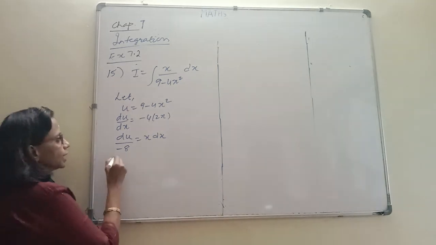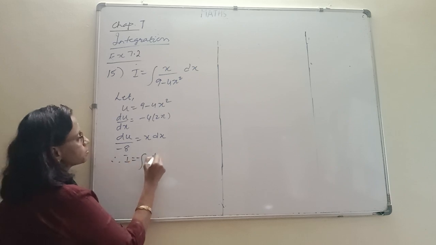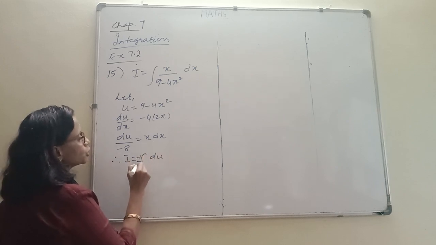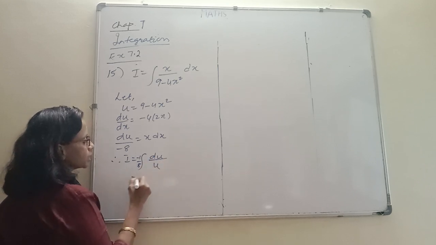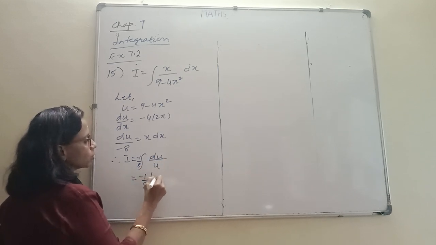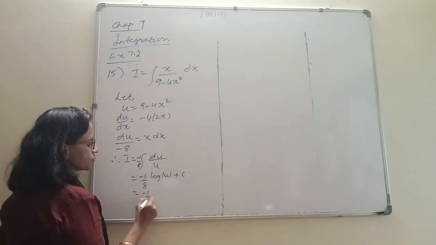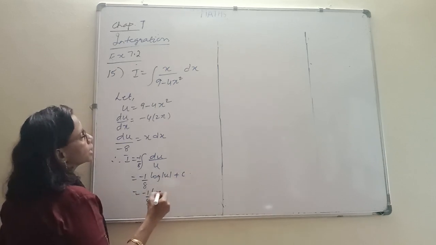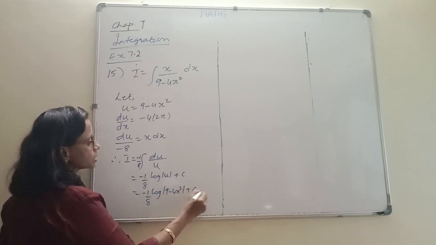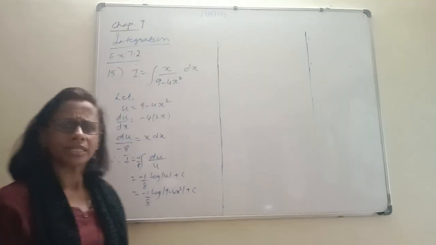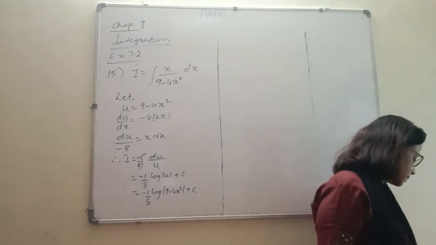Now, let's revert back to the I, and I will have x dx getting replaced by minus du over 8, and this is going to be u. So it's very clear to us that this is going to be log modulus u plus c. So that's going to be minus 1 over 8, when we revert back, log modulus 9 minus 4x squared plus c. That's it, as simple as that. That's quite a simple function. So that's how we get it.